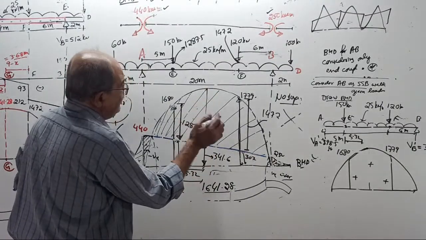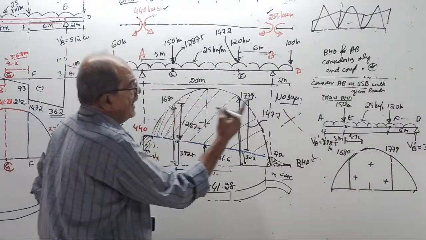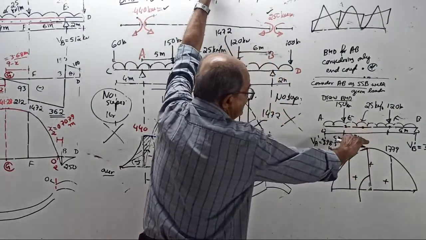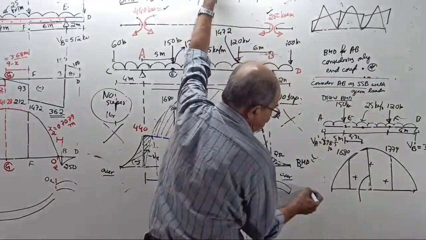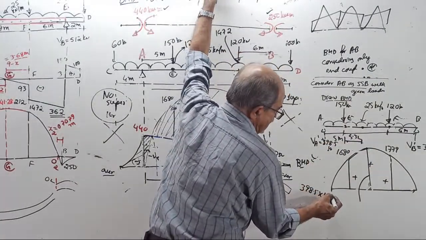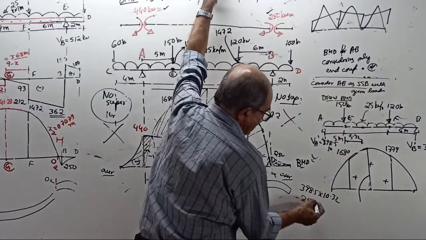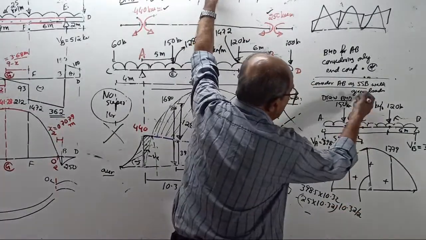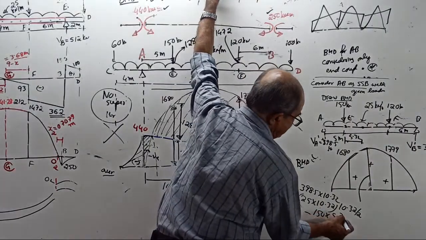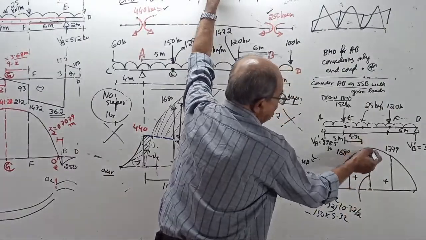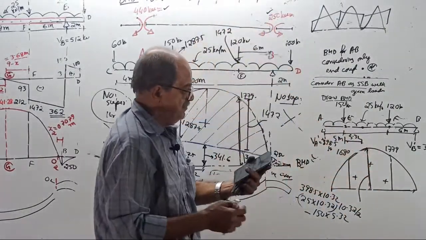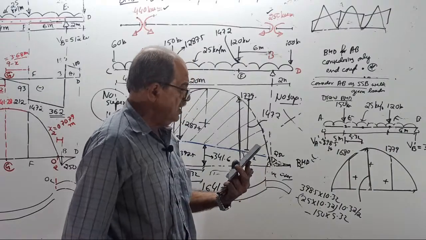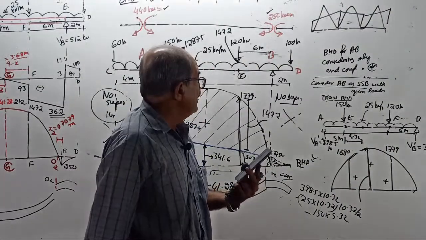This full ordinate is the bending moment at this point for a simply supported beam. 398.5 into 10.32, minus 25 into 10.32 into 10.32 by 2, also minus 150 into 5.32. Tell the full value here. At that point, what is the value for the simply supported beam? 398.5 into 10.32 minus 25 into 10.32 into 10.32 by 2 minus 150 into 5.32.